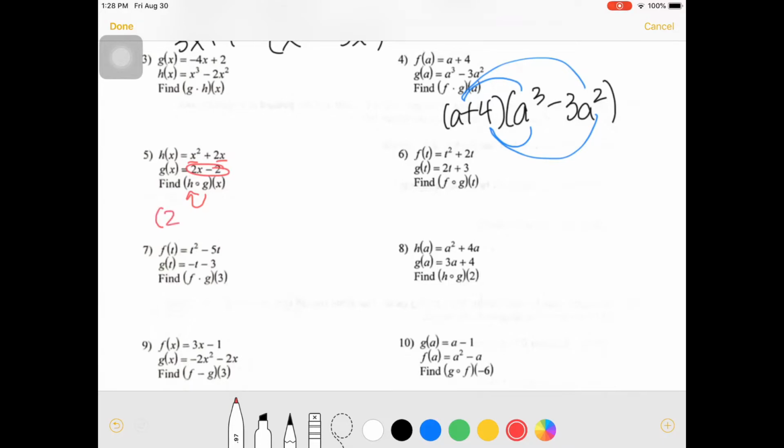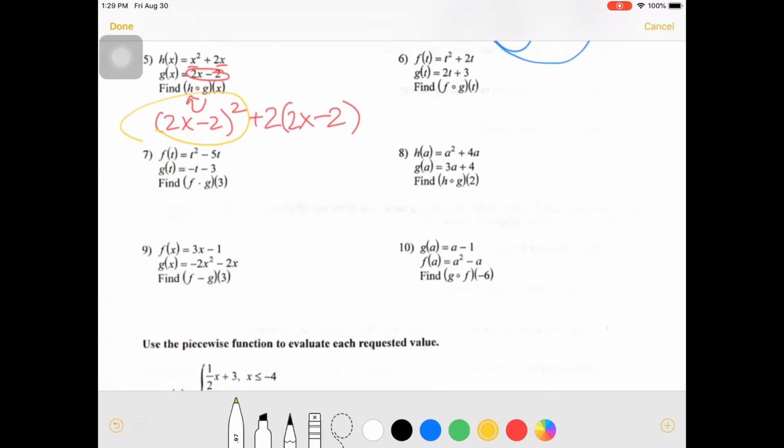So when I write this out, it's going to be 2x minus 2 squared plus 2 times, and there's another x, another 2x minus 2. And again, you're going to do these operations all the way through. Do remember that when you are squaring anything, you're multiplying it by itself. So for that binomial, write it twice, and you're going to FOIL just like on number 4.